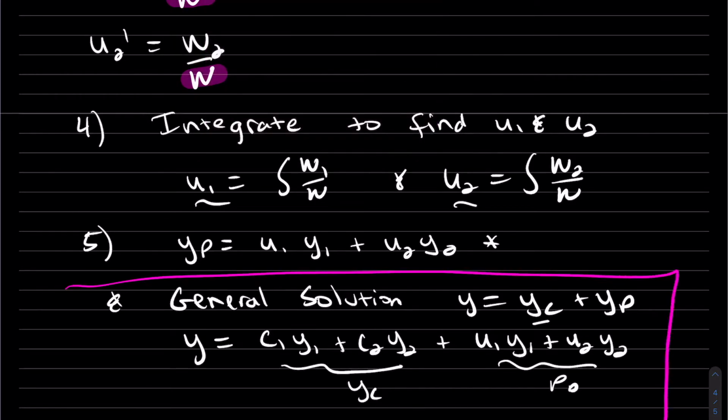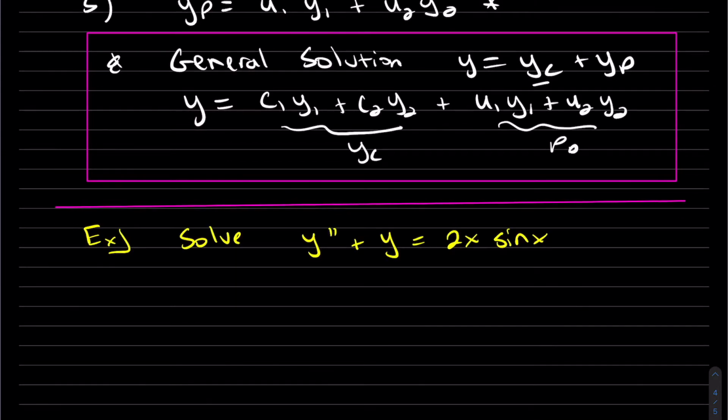So let's do an example. We're going to use the variation of parameters. So we first find yc, the corresponding homogeneous. Constant coefficients.